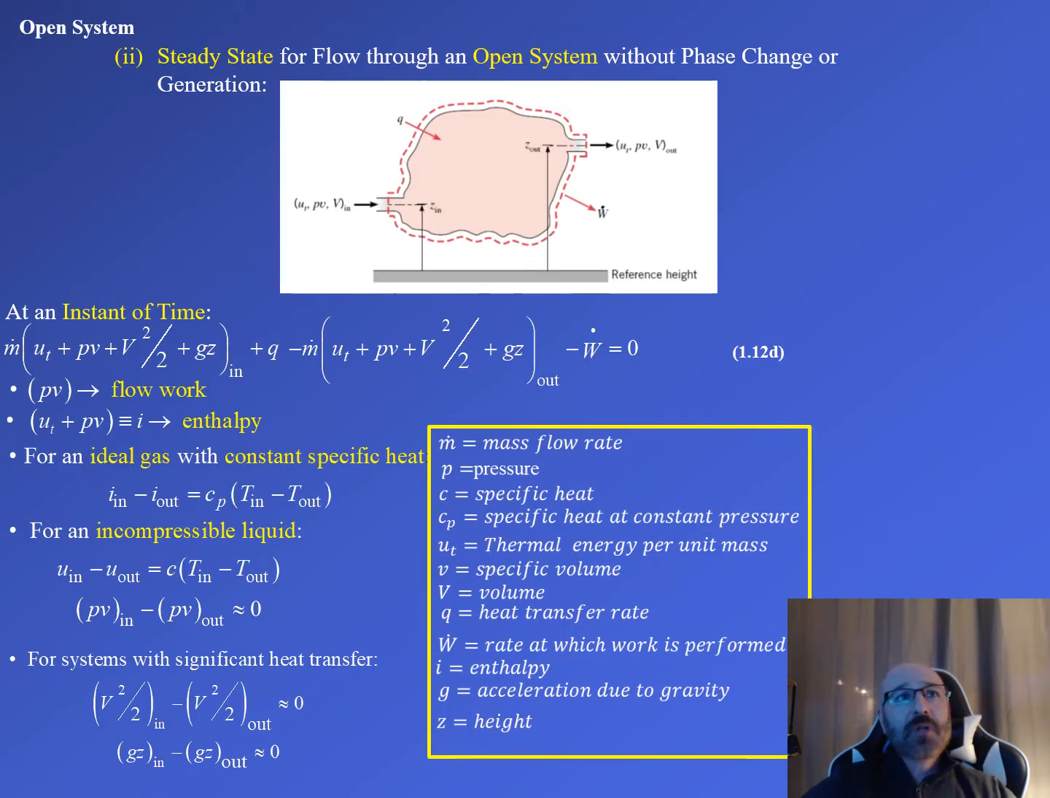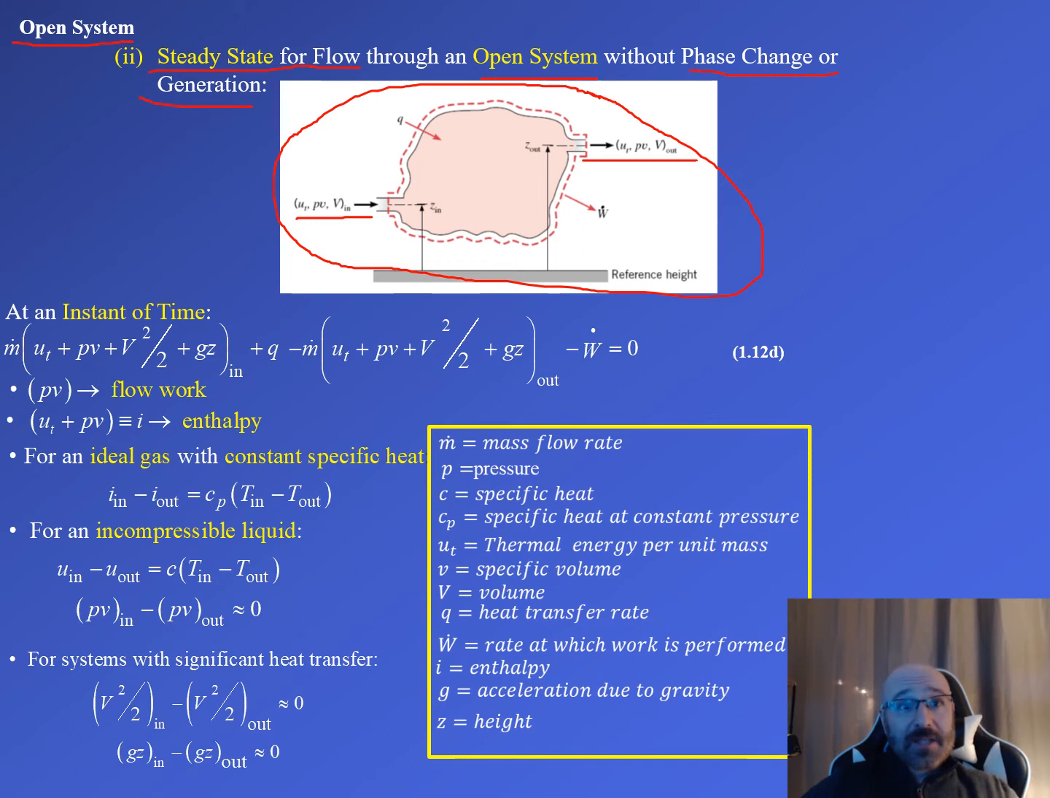So now we've talked about a closed system. Let's move on and talk about an open system. So steady state for flow through an open system without phase change or generation. So a simplified version of it there. But we have this generic diagram here. We have an open system. Well, what's the main difference when we're looking at our diagram here? Well, you can see now for the open system, we have this going on here. So this is going to change our governing equations substantially.